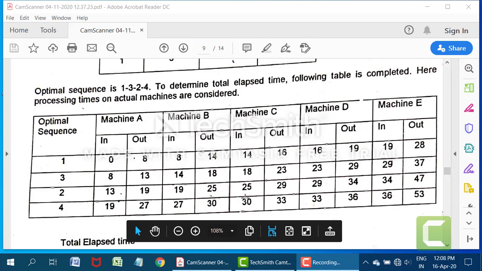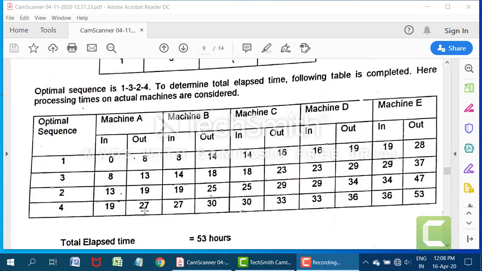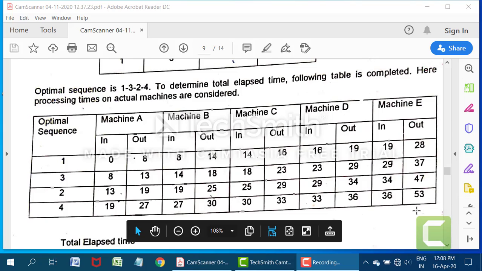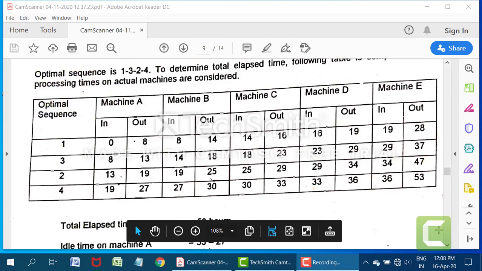So in the span of 0 to 53 minutes, from 0 to 8, 8 to 13, 13 to 19, 19 to 27, machine A was working only from clock time 0 to clock time 27. Thereafter, machine A was idle. So how much time was machine A idle? In the span of 0 to 53 minutes, 53 minus 27. That is the idle time for the machine.